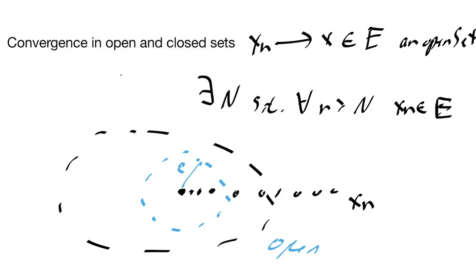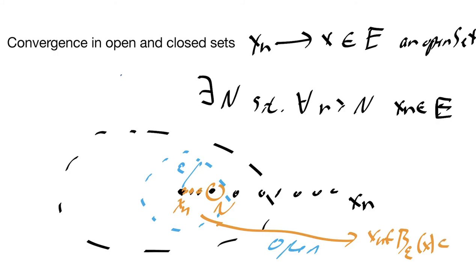Then I know there must be some point, capital N, in my sequence such that every x_n has distance less than epsilon. So all of those x_n values have to be in that ball of radius epsilon, but that means they have to be in E itself, because the ball of radius epsilon is contained in E. Okay, so open sets have this really nice result, right?